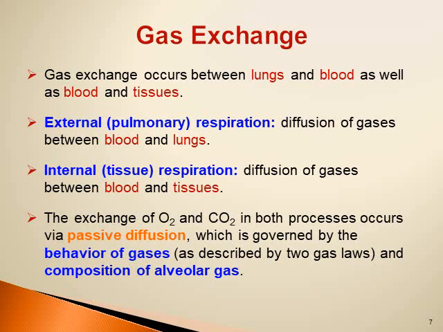So the chemical structure of oxygen and carbon dioxide, they are small molecules. They can directly diffuse through the phospholipid bilayer of the cells that form the barrier between the air in the alveoli and the blood, and between the blood and the cell in the peripheral tissue.